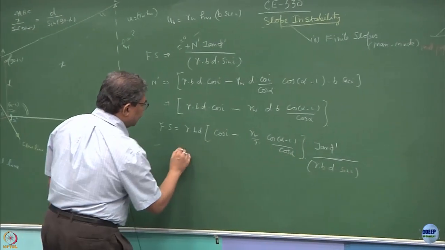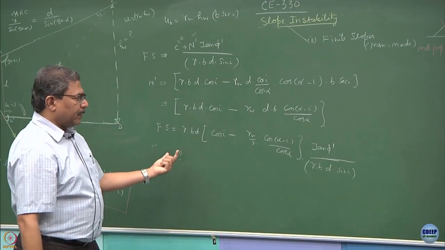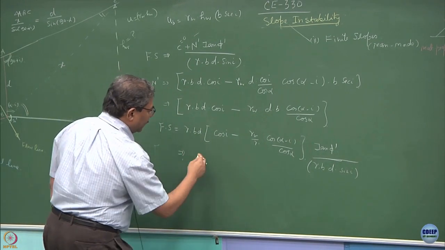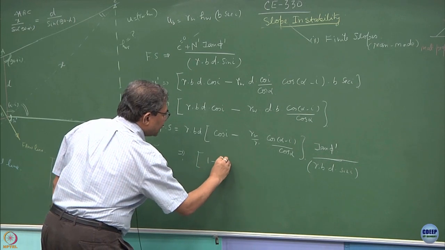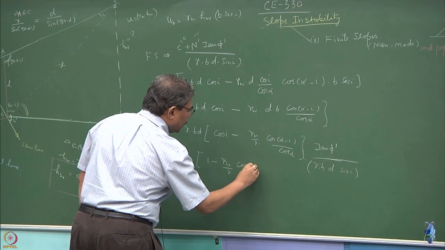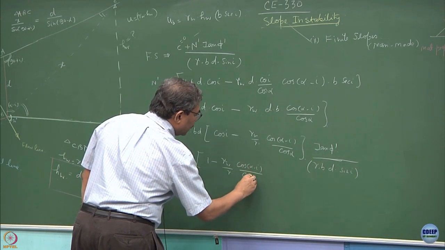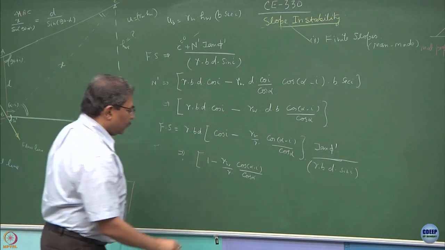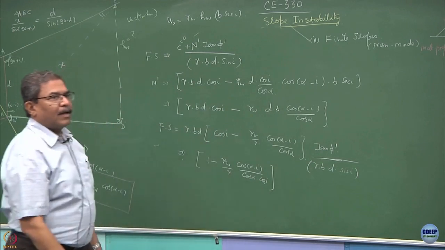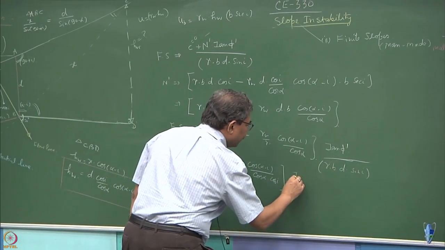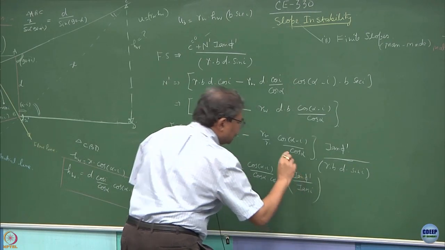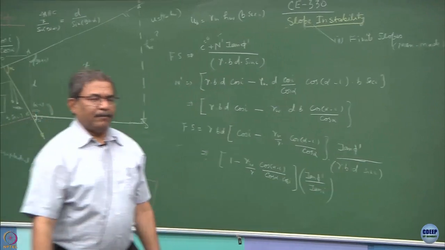I can further simplify this by taking out the cos I term, that is intentional. So, when you take out the cos I term, this will become 1 minus gamma w over gamma, cos alpha minus I over cos alpha into cos I, multiplied by tan phi prime over tan I. Are you happy with this?